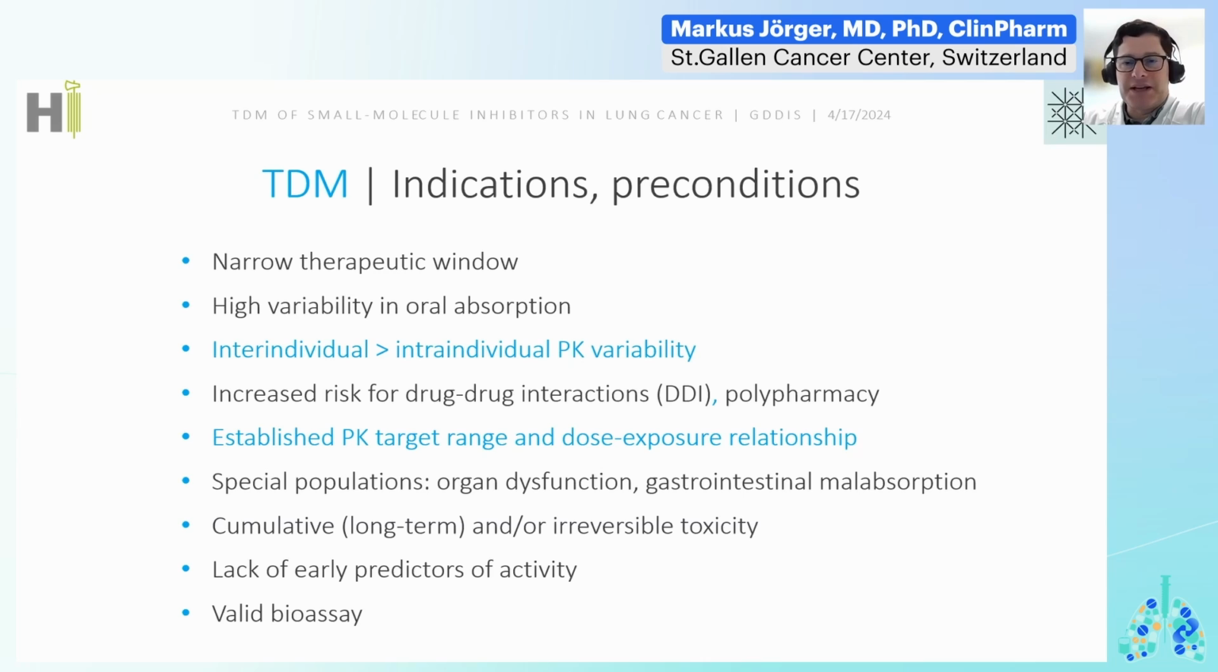Potentially special populations. So I will also touch a little bit on general TDM situations, or what I would call opportunistic TDM, where we could focus maybe on special populations, for example, patients with organ dysfunction, or in our case, with kinase inhibitors, GI malabsorptions. Cumulative long-term and or irreversible toxicity.